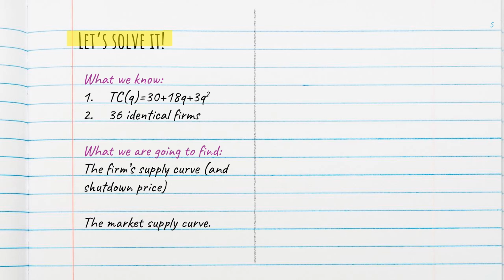Because we're looking for the firm's supply curve, the first step that we really need to engage in here is we need to find the marginal cost curve. The reason for this is firms produce where price equals marginal cost, and that's really going to be how we derive the supply curve. So the marginal cost is just the first derivative of the total cost function. So we can think of it as this is the derivative of total cost with respect to Q.